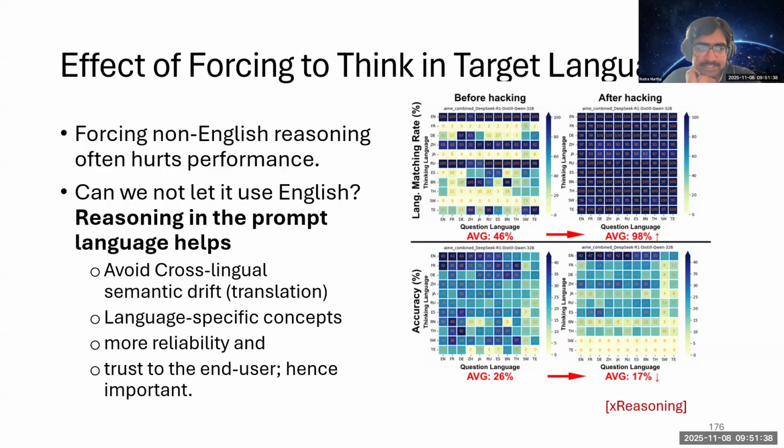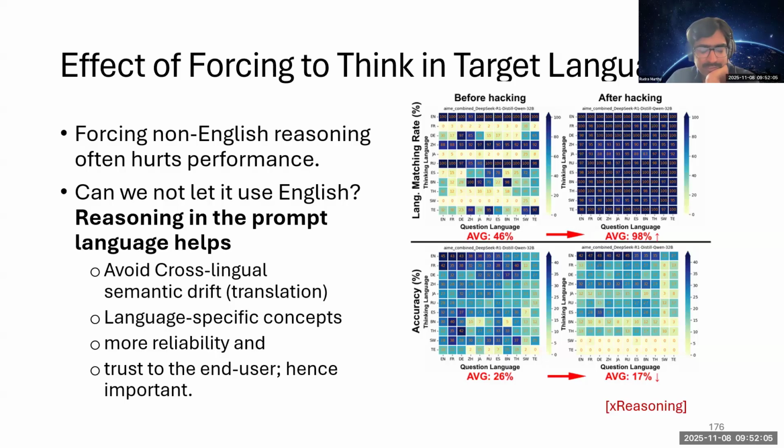And people have tried this, and what they have observed is forcing non-English reasoning often hurts the performance. So as you can see, the performance drop is very significant, irrespective of the language of the query. Now, why not use English as the reasoning language, right? Why do we even care about, say, asking the LRM to generate the reasoning trace in the language of the query?